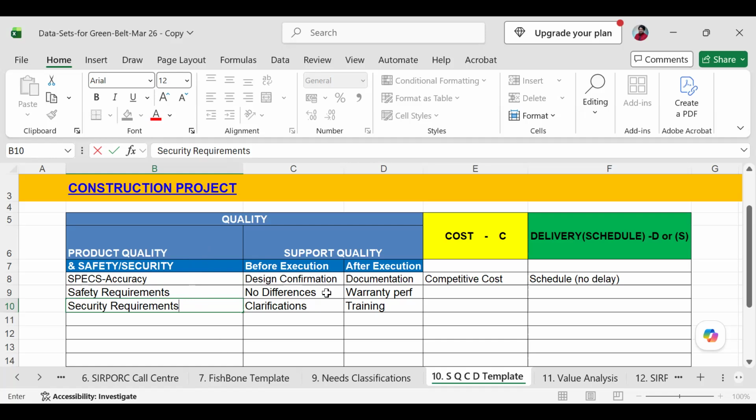Then support before execution, support after execution, competitive cost, and delivery on time. So all these become part of what leads to success of the project and satisfaction of your customer.